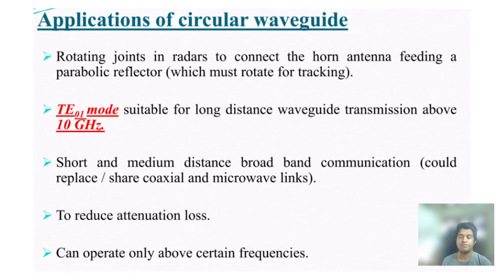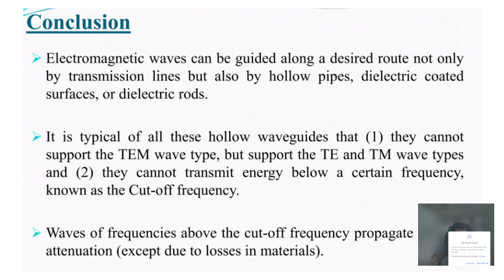Applications of circular waveguides. Rotating joints in radar connect the horn antenna feeding a parabolic reflector, which must rotate for tracking. The TE01 mode is suitable for long-distance waveguide transmission above 10 GHz. Short and medium-distance broadband connections could replace shared coaxial microwave links. To reduce attenuation loss, it can operate at higher frequencies.